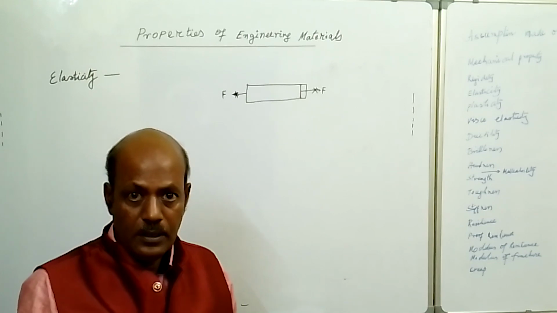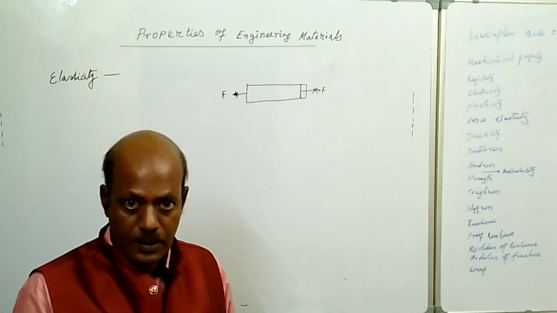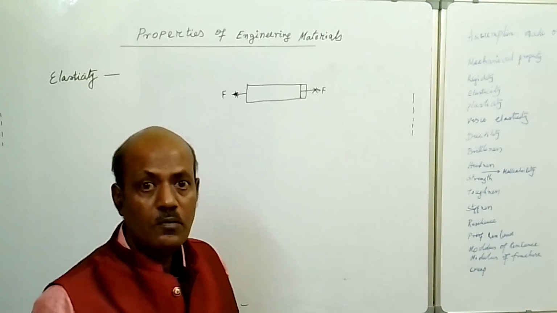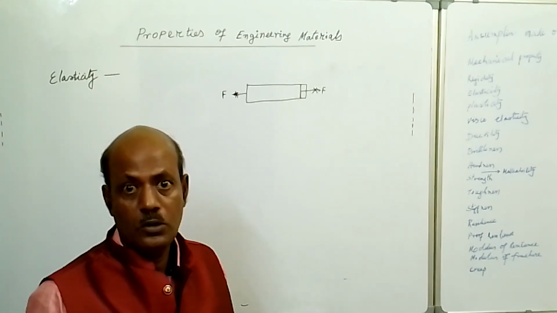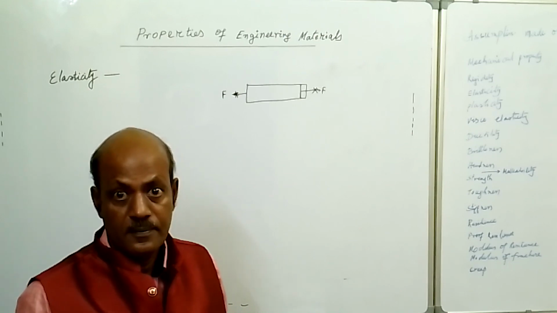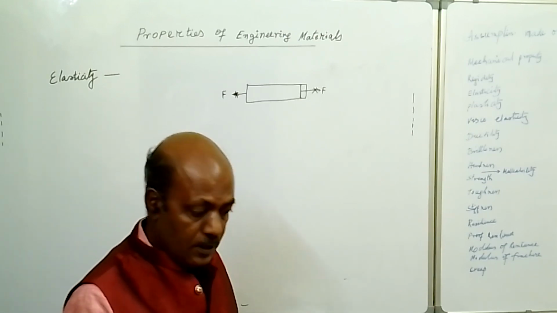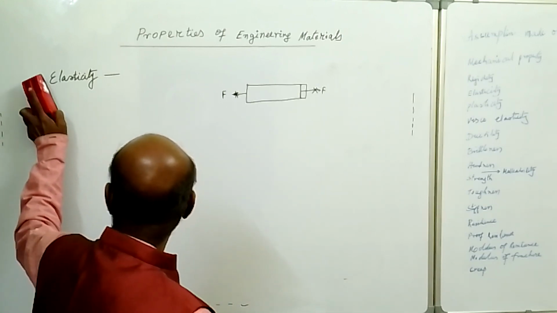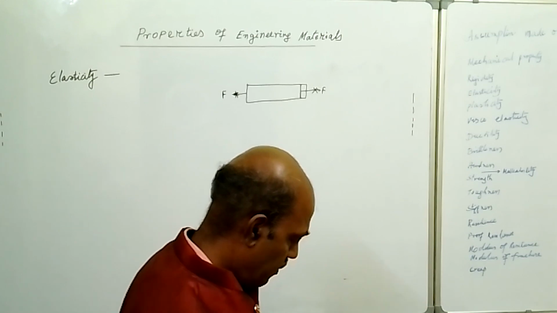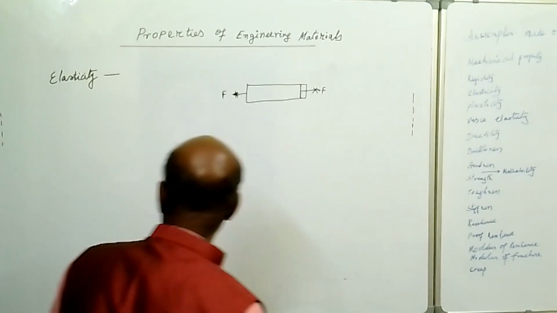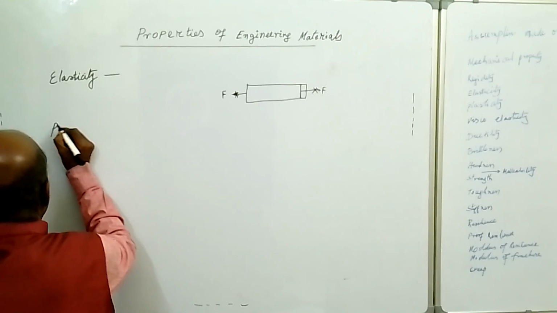This property is known as elastic property, and almost all the materials show this behavior up to a certain limit. Beyond this limit, the body will not show elasticity, it will show plasticity property. Anyhow, the next property is plasticity.